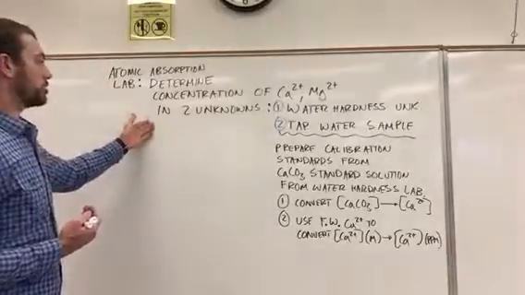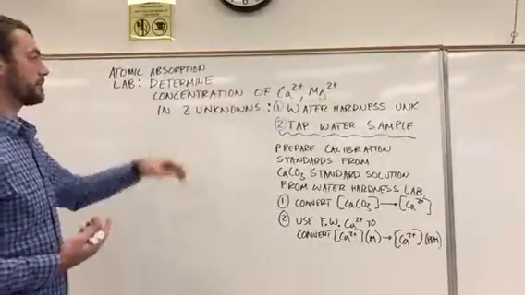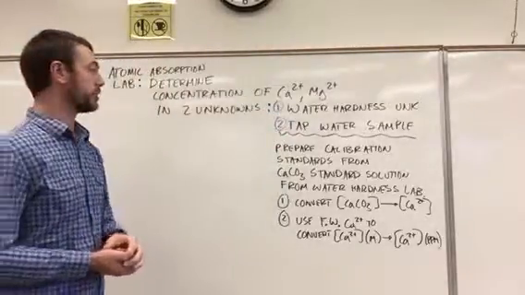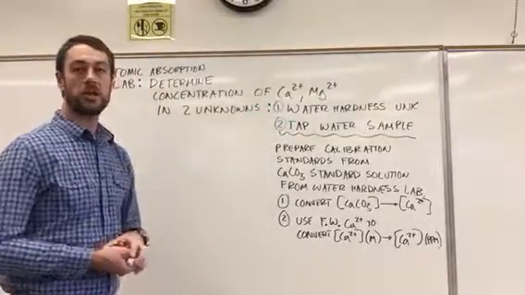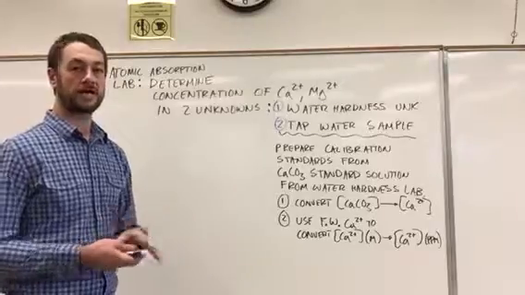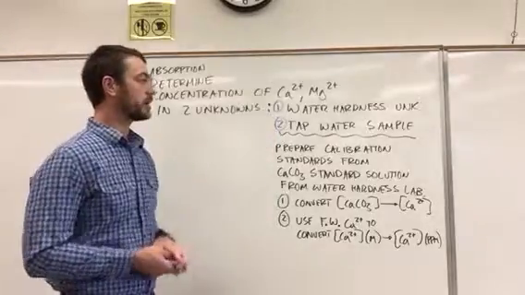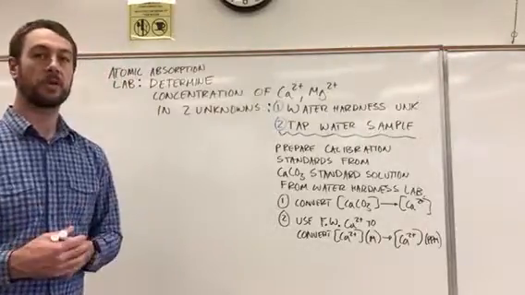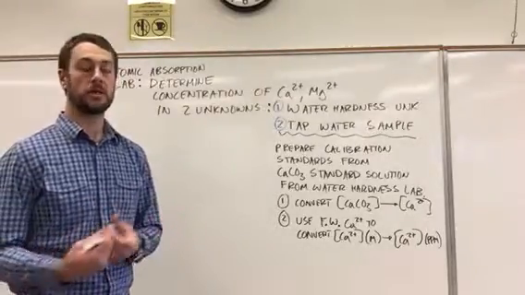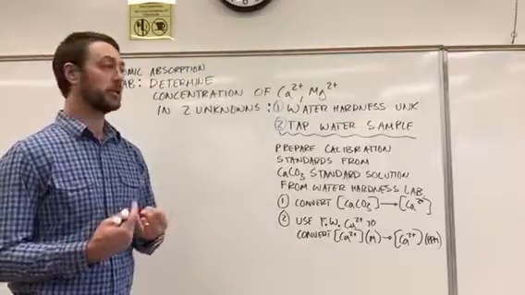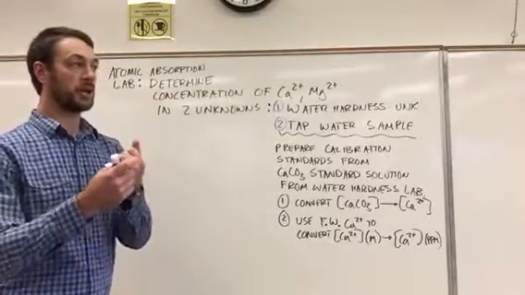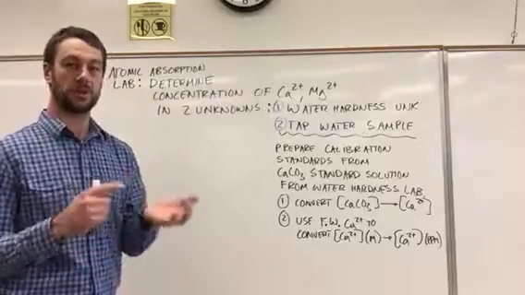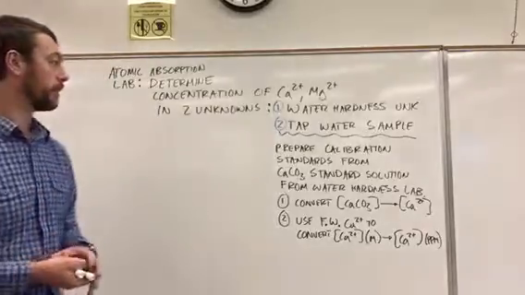So the purpose of this lab is to determine the calcium and magnesium concentrations in two unknown solutions: the water hardness unknown solution from your last lab experiment, and a solution of tap water that you're going to bring from home. You're going to work in pairs for this lab. So both you and your partner need to analyze each of your water hardness unknowns and tap water samples for both calcium and magnesium.